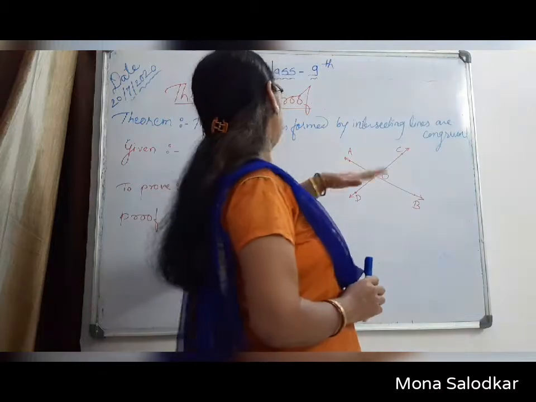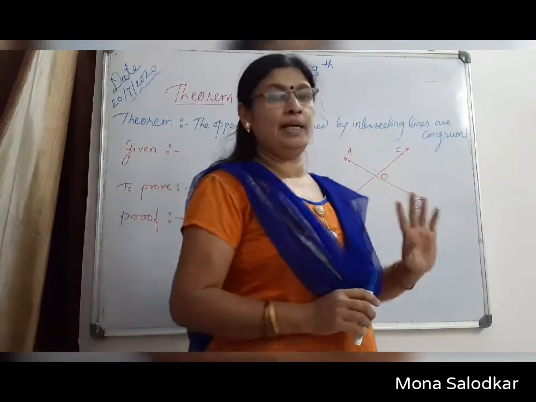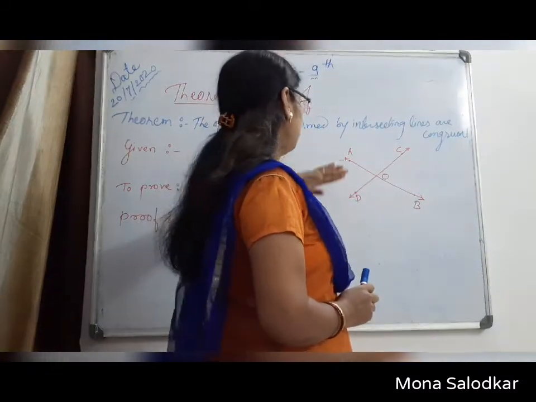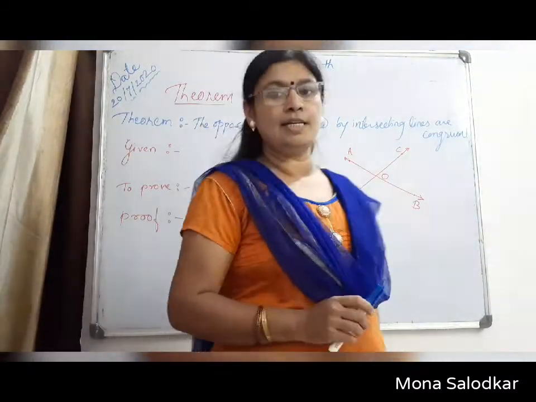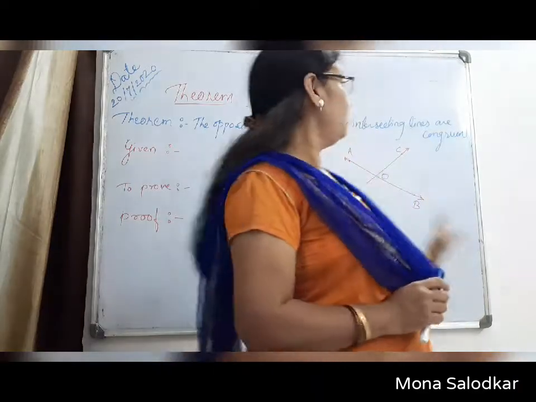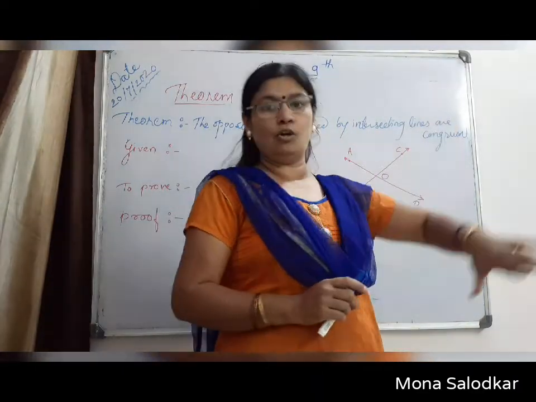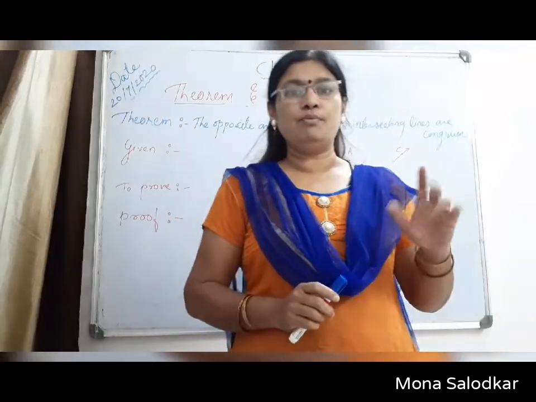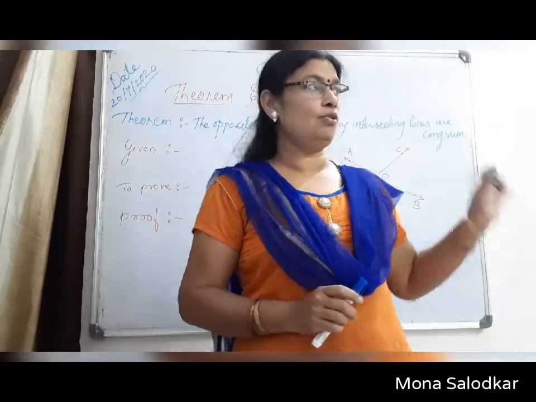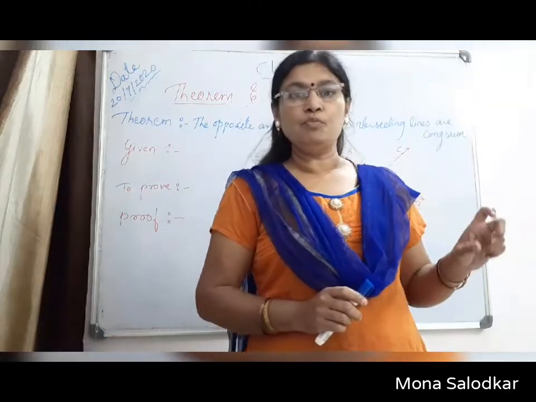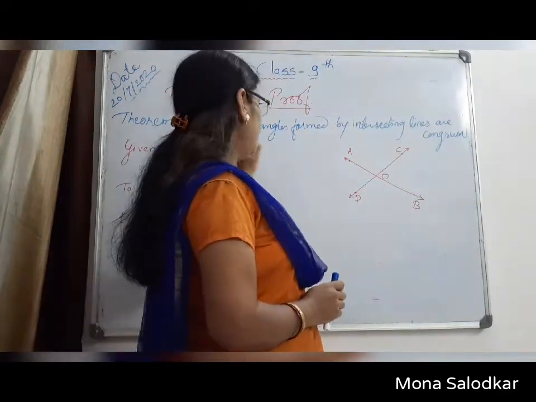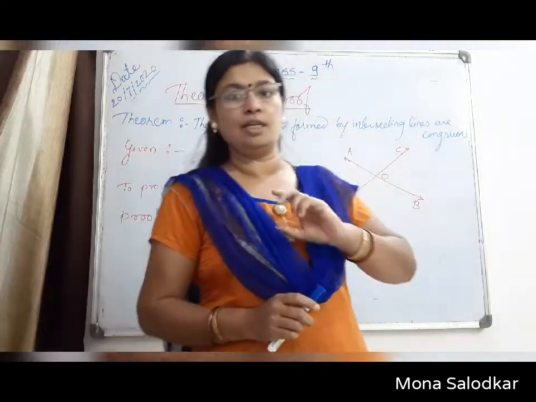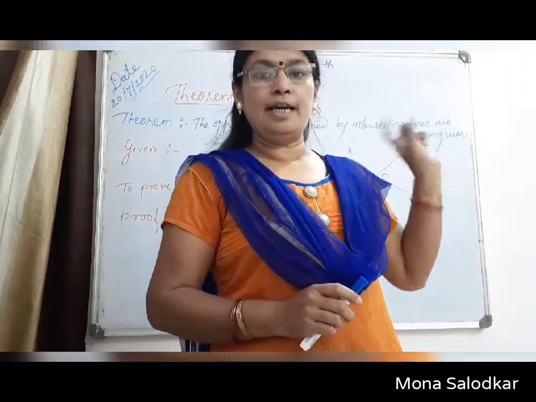Now see here, if the statement given is, the opposite angles formed by intersecting lines are congruent, and you start directly from this statement, then it is called a direct proof. Indirect proof means you take that intersecting lines are not congruent; you have to take the contradiction or converse of that statement. The opposite angles formed by intersecting lines are congruent is a true statement and it is a direct proof.